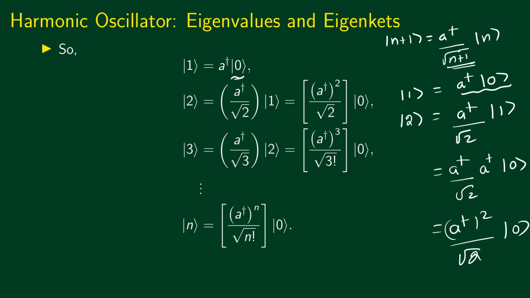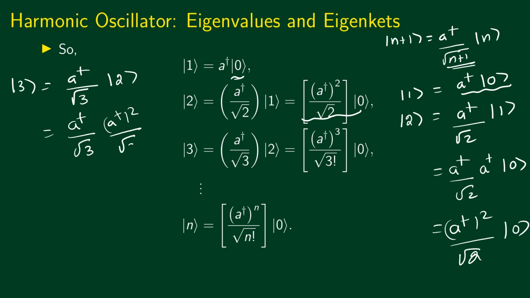Similarly, we can write down ket 3. Ket 3 is equal to A dagger divided by square root of 3 acting on ket 2. But we already had found ket 2, so this is A dagger divided by square root of 3. And what is ket 2? It is A dagger square divided by square root of 2 acting on ket 0. We have just used this relation.